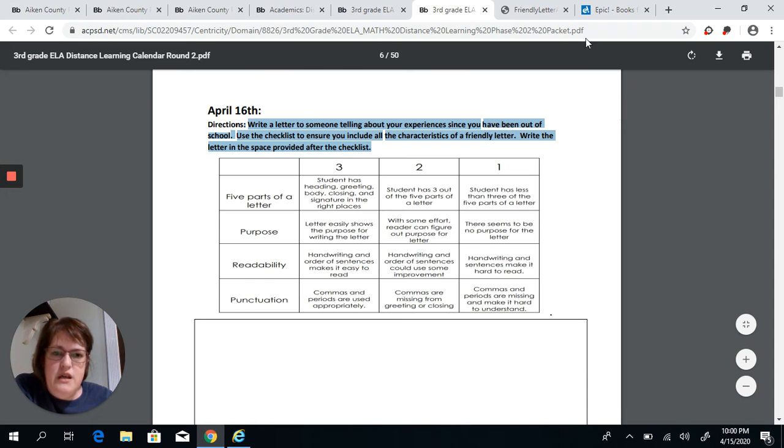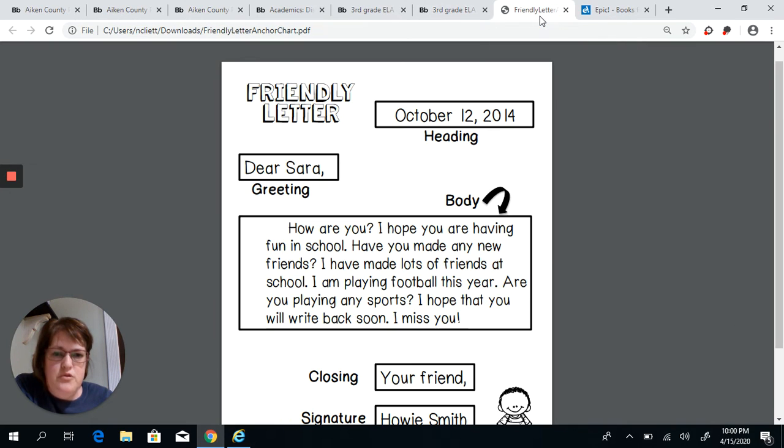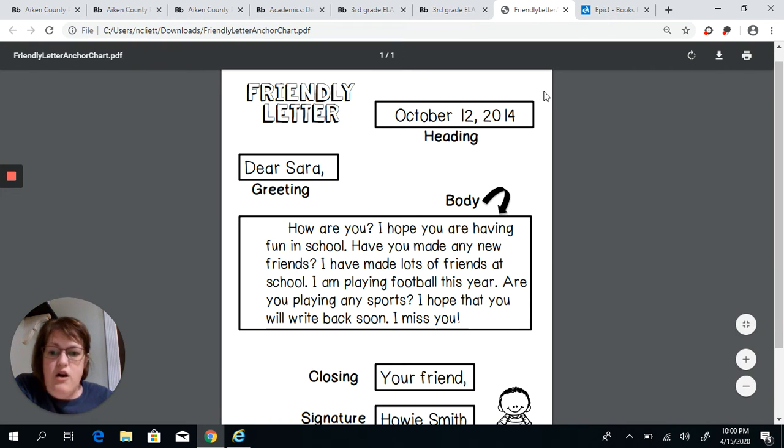And I did want to show you a chart that I pulled up that has all the components of a friendly letter. So if you are not sure about what the heading is, the greeting, the body, here it is, y'all. Okay, so let's look up here at the heading. The heading has the date.